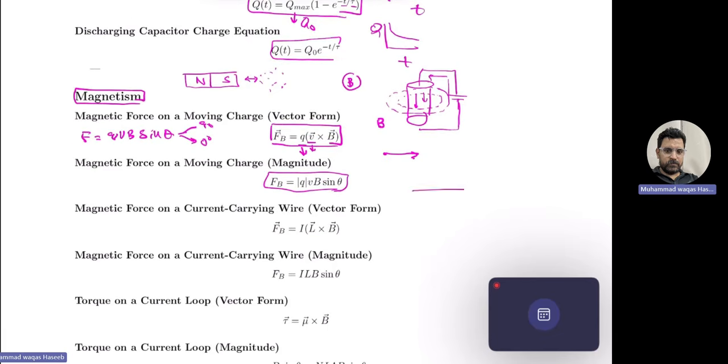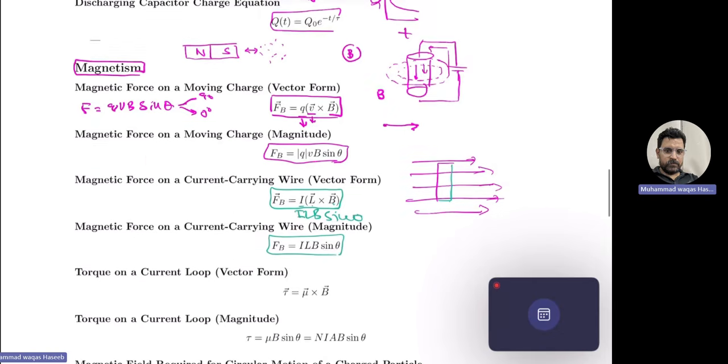This is the magnetic field. If you place a conductor inside the magnetic field, it experiences a magnetic force which is related to this, I L cross B sine theta. So the magnetic force on a current carrying wire has magnitude ILB sine theta.